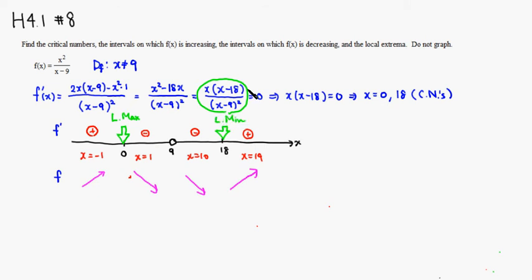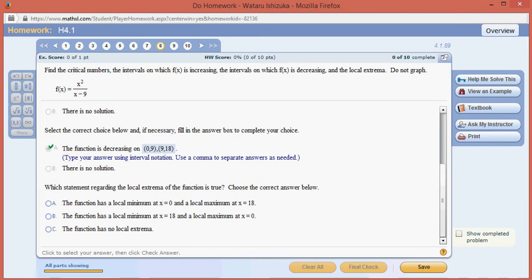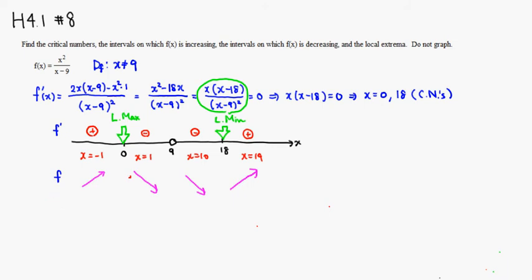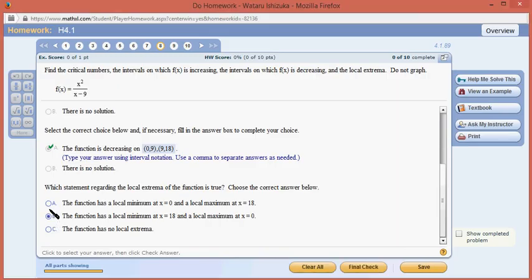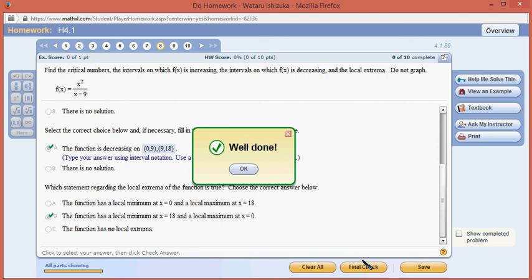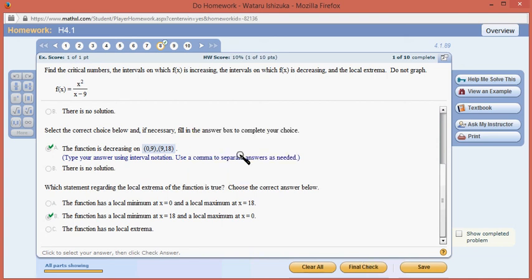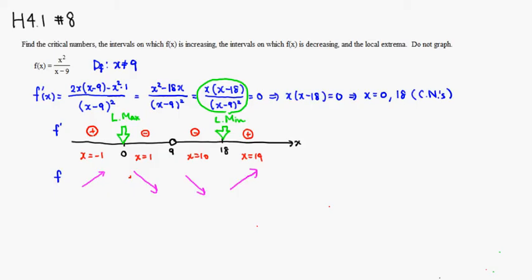Let's type that in: local maximum at 0 and local minimum at 18. So that's what we had. I'm going to check that. We got that. That's it. I hope that this was clear.